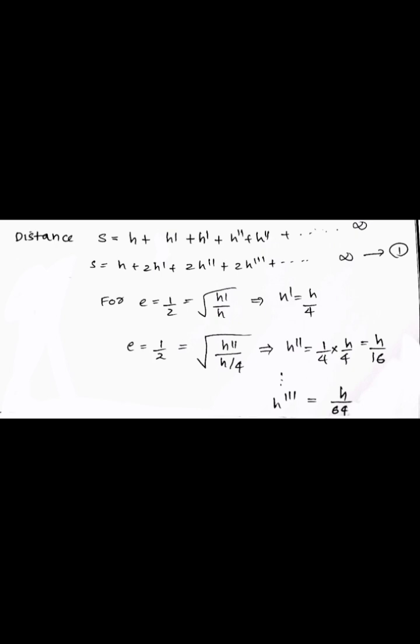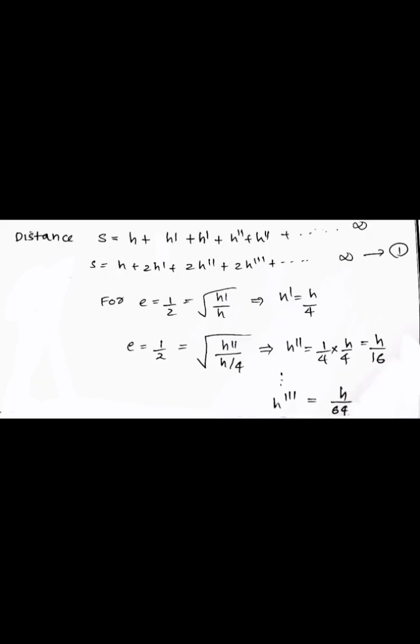That is s is equal to h plus h dash plus h dash plus h double dash plus h double dash plus etc. plus infinity. That is s is equal to h plus 2h dash plus 2h double dash plus 2h triple dash plus etc. plus infinity. This is equation number 1. And we can also write the coefficient of restitution as E is equal to square root over h dash by h, where h dash is the height that is covered in the second bounce and h is the height that is covered in the first bounce.